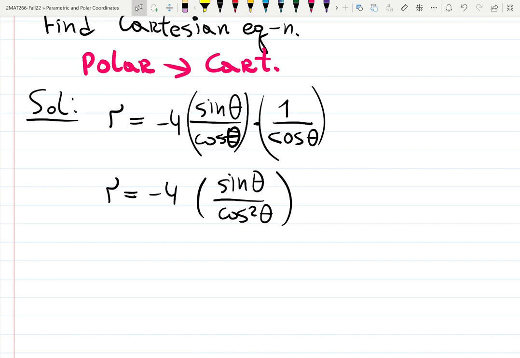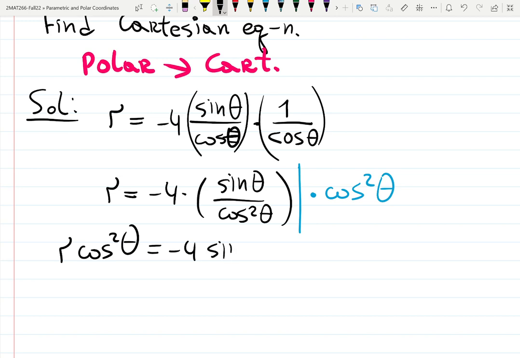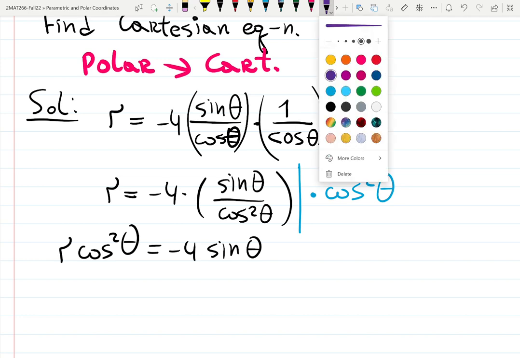Let's get rid of the denominator. In general, if you see a fraction in polar, there's a hint that it's not correct. So maybe let's get rid of the fraction by multiplying both sides by the cosine squared. It becomes r cosine squared theta equals -4 sine theta. Okay, very interesting. If you see 4 sine or 4 cosine, a number times sine or cosine, you kind of remember that some formulas look like that.